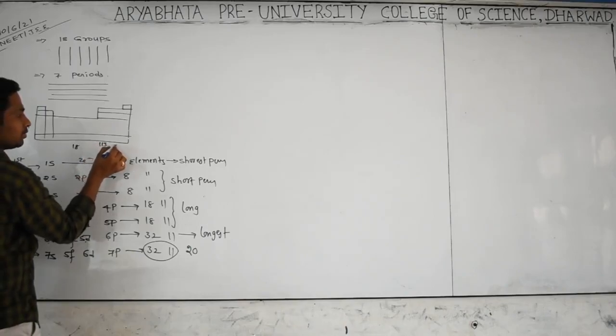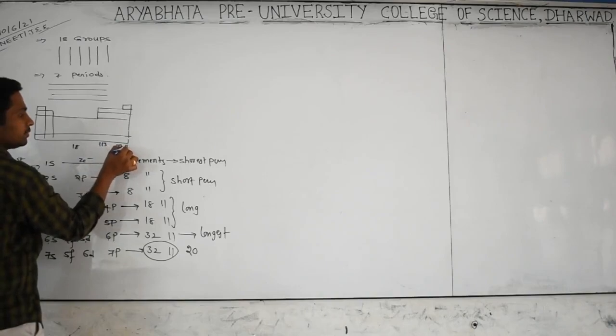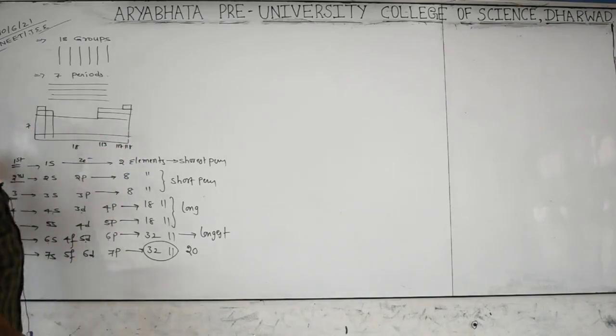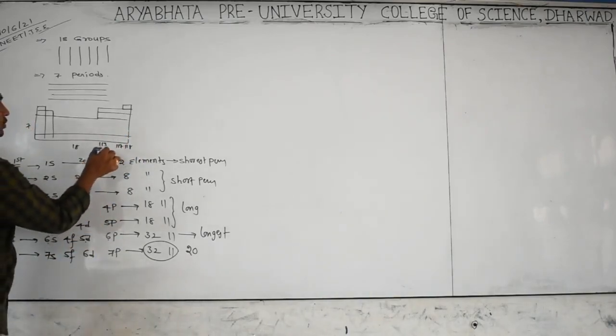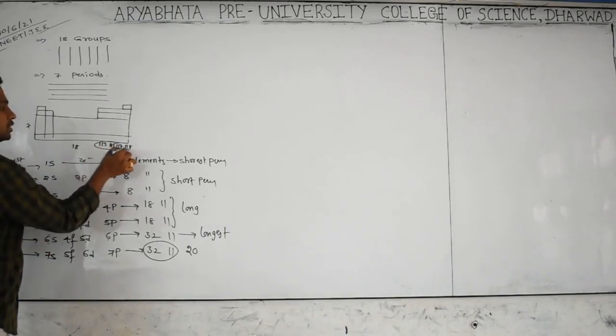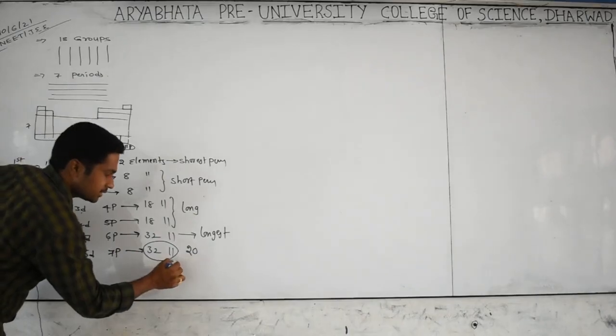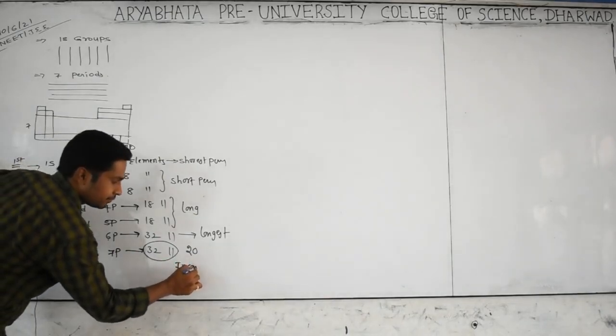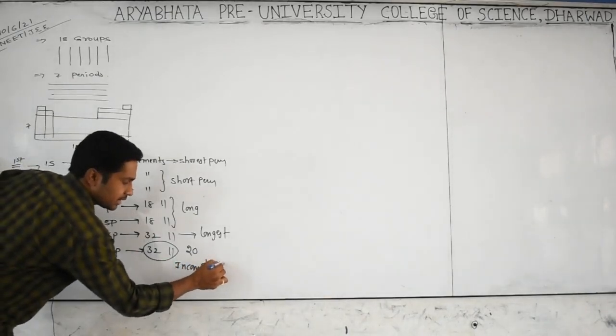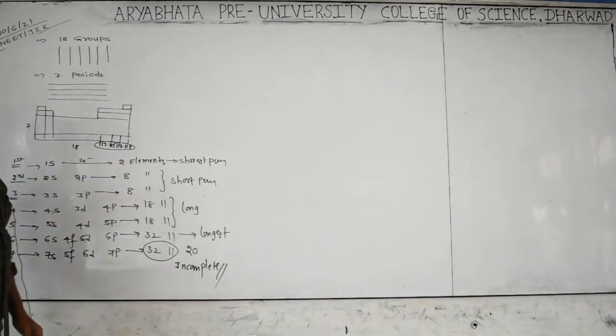113 as well as 115, 117, 118. So these elements have to be discovered. That's why the seventh period still has some gaps. That is what is called an incomplete period. This is called an incomplete period. This is the information you have to observe very carefully.